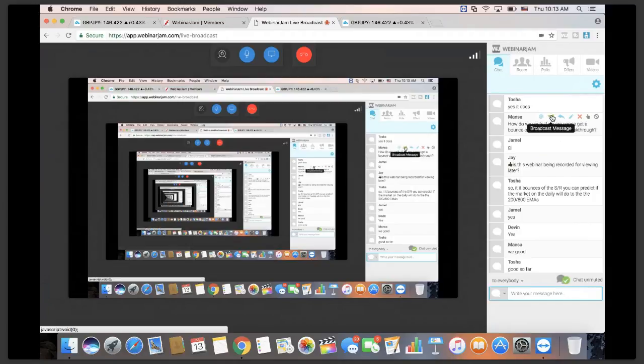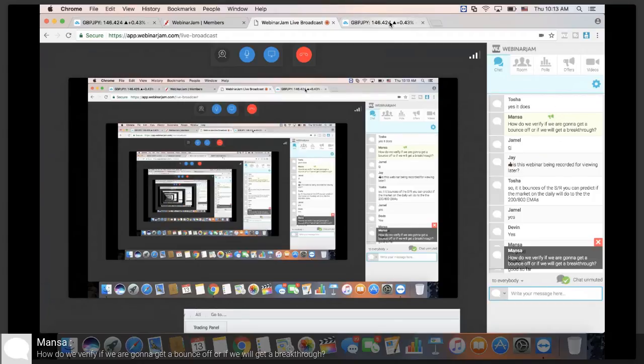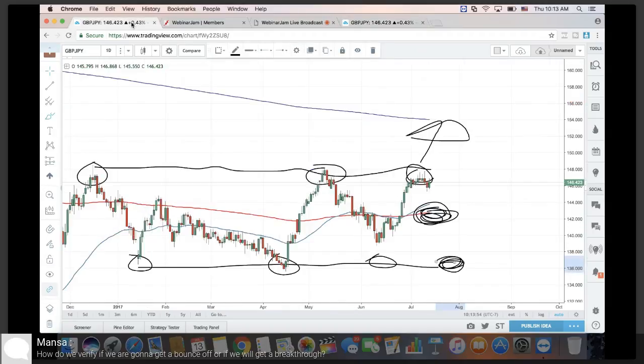So somebody asked, how do we verify if we're going to get a bounce off or if we will get a breakthrough? Now, to answer that question, you have to understand that everything makes up a full picture. If we look at the hourly, our hour of power, which we've been studying for months, and we see that there is a level 3, a level 4, or a level 5, and then we take a quick look at the daily and we see that they're within a level and coming up towards the resistance of the channel or of the level.